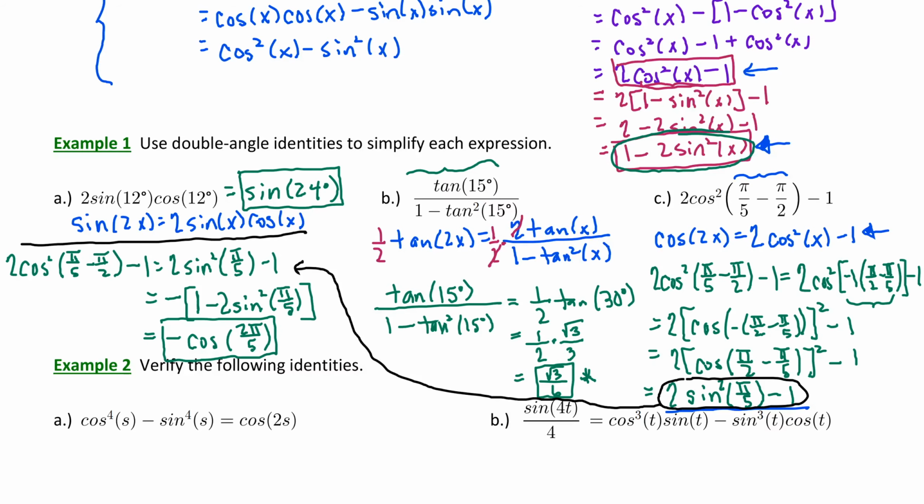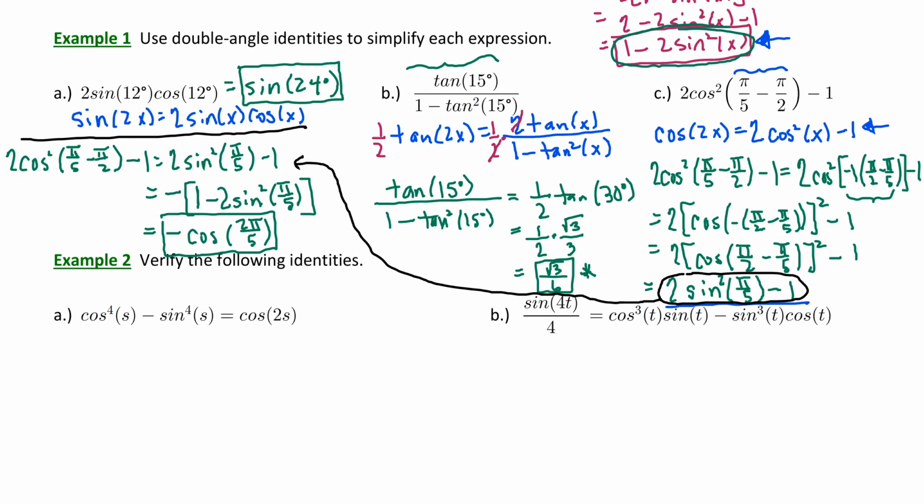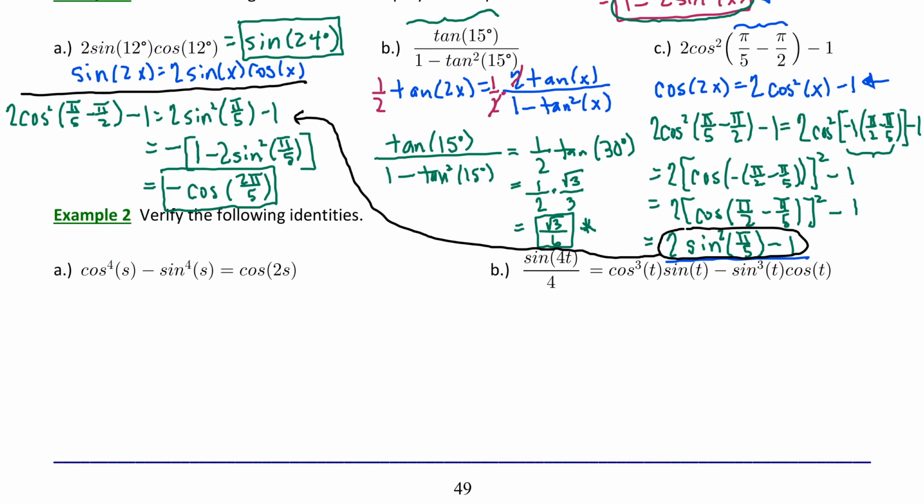With the recognition of these new double angle identities, we now have the potential to recognize other relationships. So on example 2, we're going to use our new formulas to verify the following identities. Example A is cosine to the 4th of s minus sine to the 4th of s equals cosine of 2s. So this is interesting. It's another double angle identity for cosine. Let's start with the left side. There's a lot of potential for simplification over here on the left side.